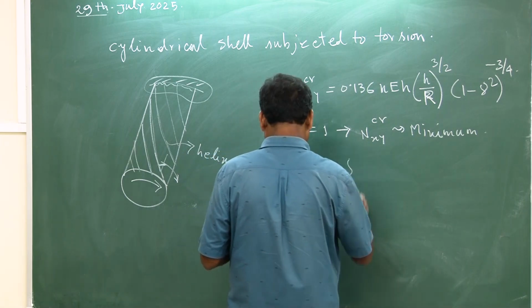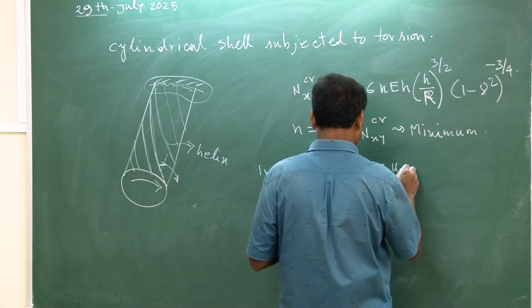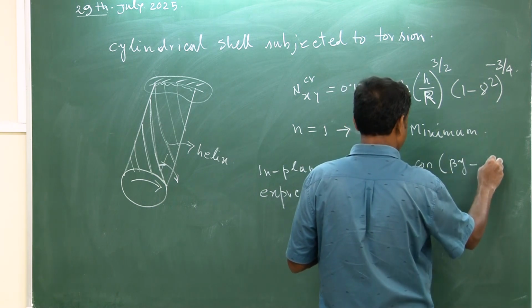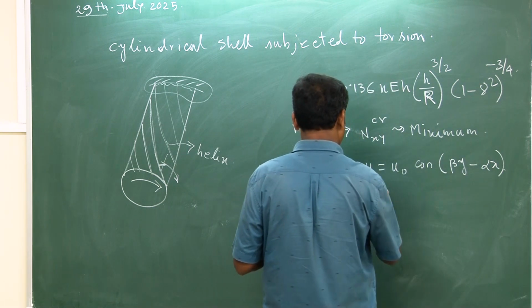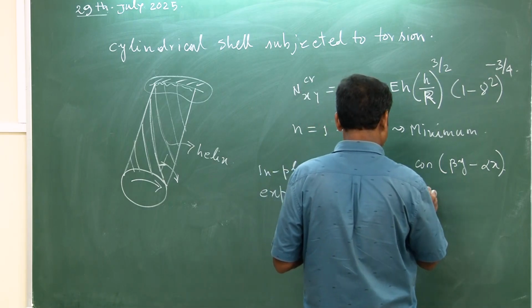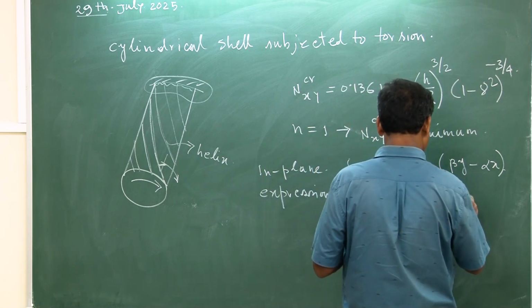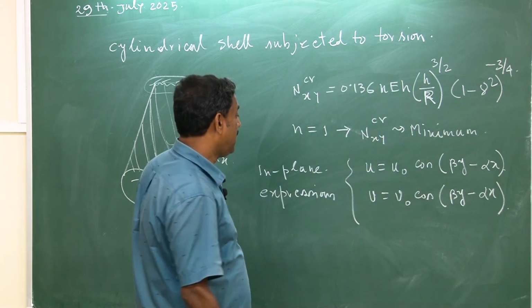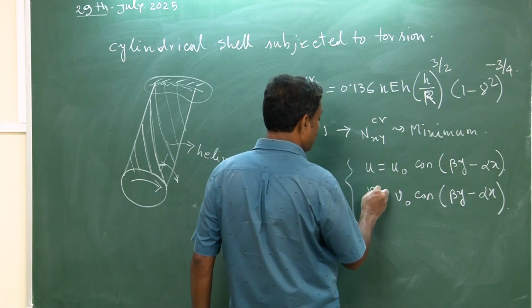In-plane expression, if you want to satisfy u is equal to u0 cosine of beta y minus alpha x and v is equal to v0 cosine of beta y minus alpha x. So, if you substitute this, the in-plane governing equations will be satisfied.